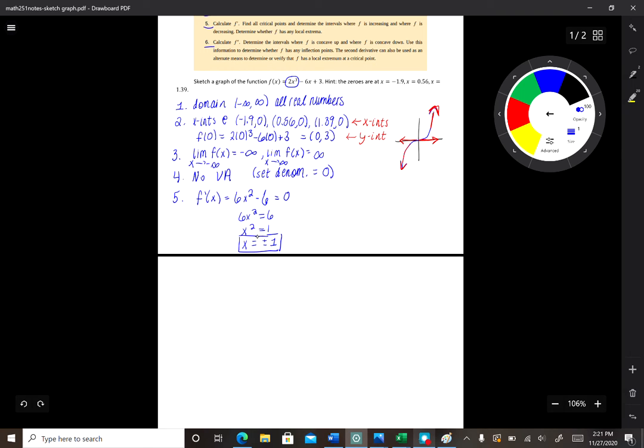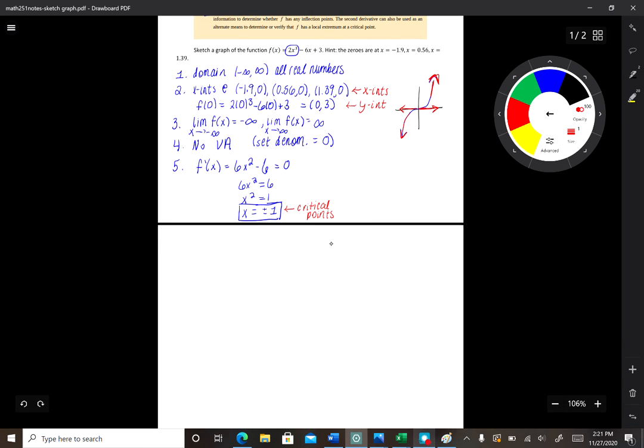So plus and minus 1, these are my critical points. Critical points where I have local extrema. I don't know if they're maxes or mins yet, but when we find our intervals of increasing and decreasing, that will tell us where we have a local max and where we have a local min. So from here, to find our intervals of increasing and decreasing, I'm going to plug in our critical points onto a number line. So I have -1 and +1.